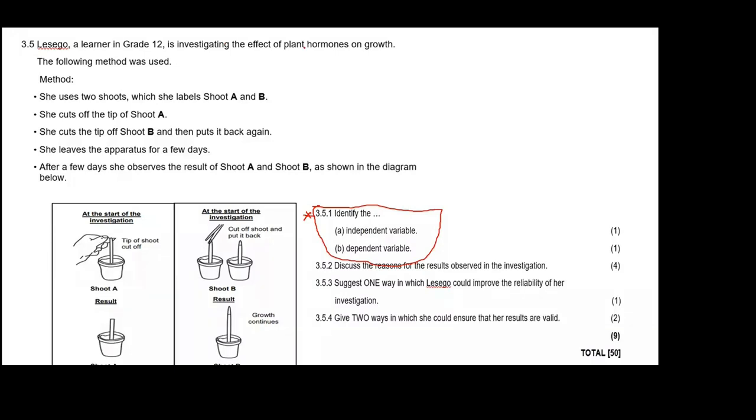So whenever you see the aim of an experiment, let's read it carefully. It says the learner is investigating something. What are they investigating? Investigating the effect of plant hormones on growth. So what is affecting what in this experiment? The hormones are going to affect the plant growth, isn't it? Now, whatever is being affected, what is being affected? The growth. So the growth is the one that's being affected.